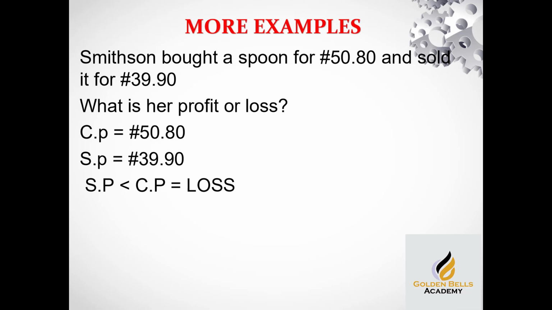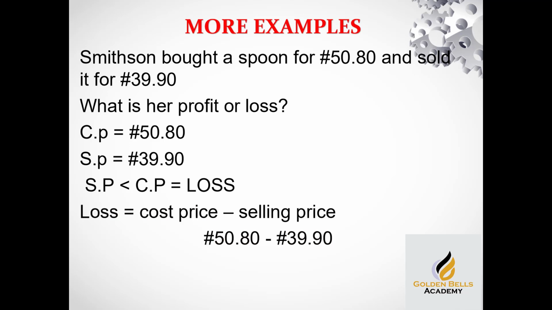Good. I can hear you scream it over there. Loss. So loss equals cost price minus selling price. So what is the loss made by Smithson? That is 10 naira 90 kobo. That is the loss made by Smithson. Okay, good. Let's look at more examples.